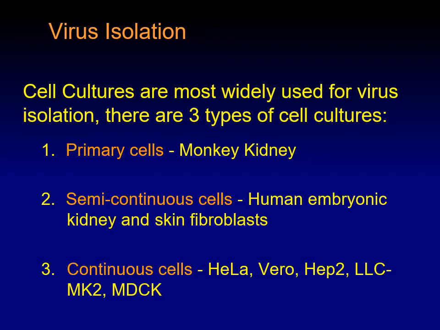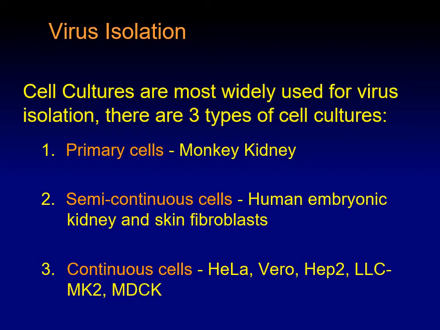We know that there are 3 types of cell cultures. There is what we call the primary cells, for example, monkey kidney cells, meaning that those are cells which are taken from a monkey. And usually you take those cells, you smash them, then you put some nutrients, vitamins, media, and you put them in a flask and you grow them.